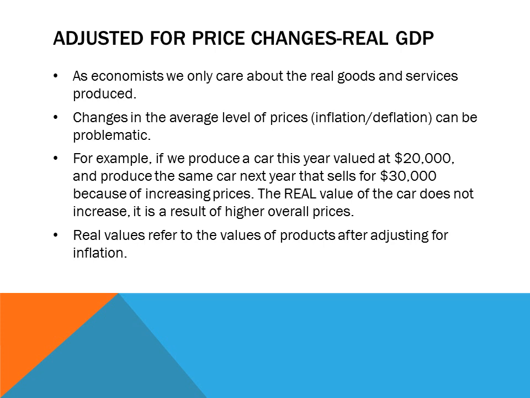Now we will take a look at real GDP, which is adjusted for the average level of prices in the economy. As economists, we only care about real goods and services that are produced, so changes in the average level of prices can be problematic. For example, if we produce a car this year that's valued at $20,000 and produce the same car next year that sells for $30,000 because of increasing prices overall, then the real value of the car does not really increase, but rather it is a result of higher overall prices. So real values refer to the values of products after adjusting for inflation, or the increasing level of prices.